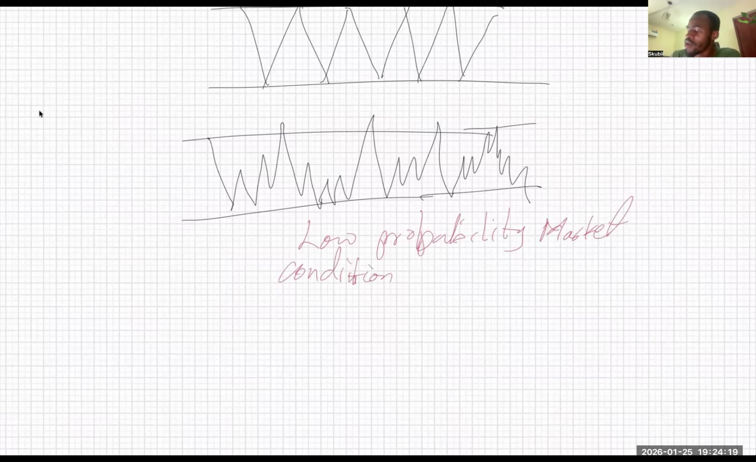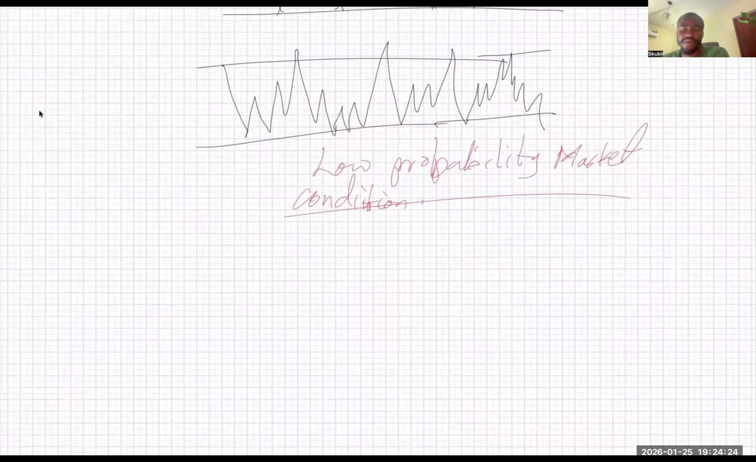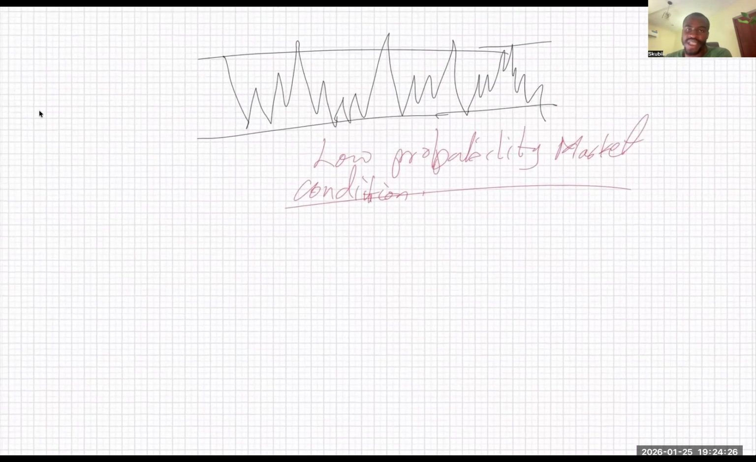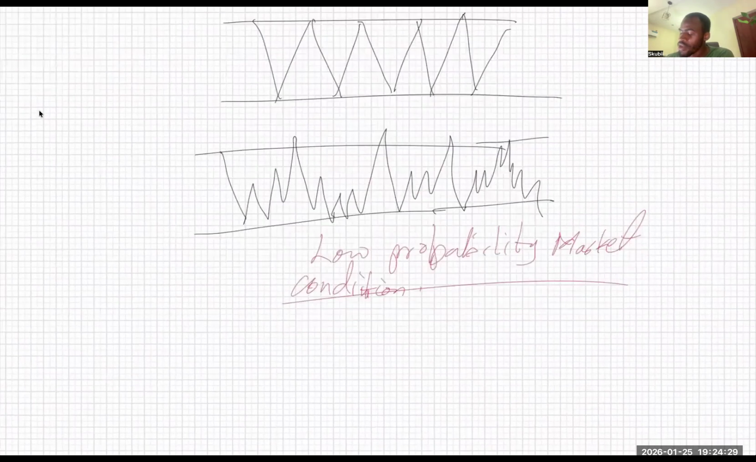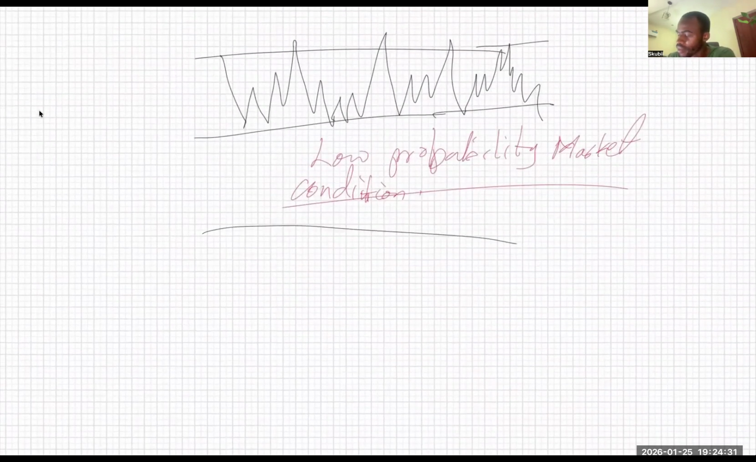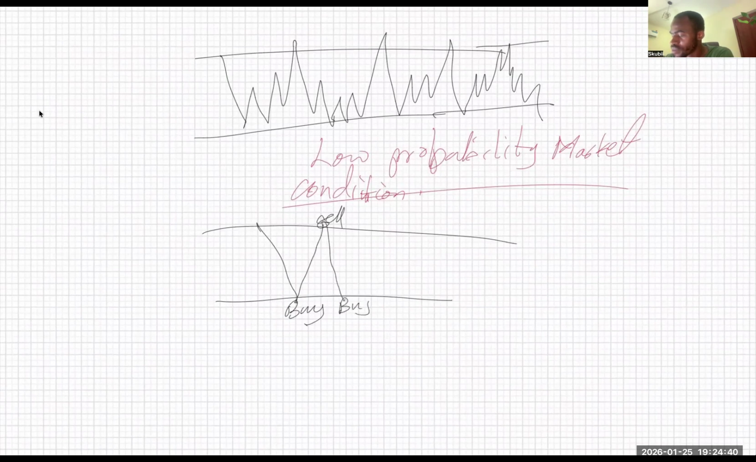Now, what do I mean by a low probability market condition? Neither buyers nor sellers will favor you that much. Do you understand? So it's best to sit out. But if you still want to trade it, you can look to buy. Whenever price taps the low, you can look to buy. And when it gets to the high, exit and then look to sell. Buy whenever it taps the low, sell whenever it taps the high. Do you get? That's an easy way you can look to trade it.